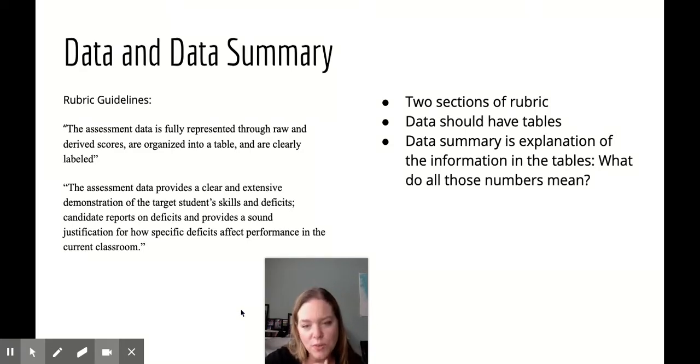This is when you can really dig into what all those scores mean, so you can be a more knowledgeable representative, or a person who can explain that to families in IEPs and so on. And when you're doing your own data gathering, you understand what that psychologist report is saying. All right, so you should have tables. Make sure that your data summary is explaining the information in those tables and telling us what all those numbers mean.